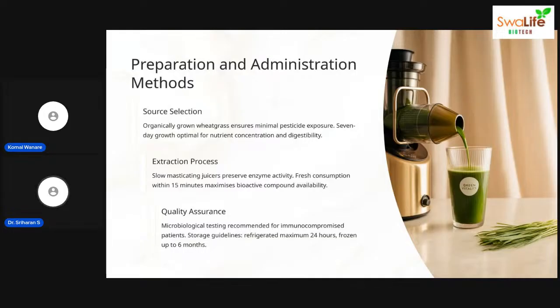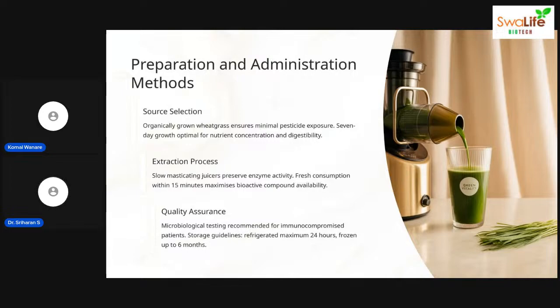Why are we taking the source of selection? You have to consider it from the beginning. There will be raw material variability due to climatic changes and the season. So select the correct source for getting the wheatgrass. That is very important. Only then do we get consistency and avoid variability, so the source selection is important.